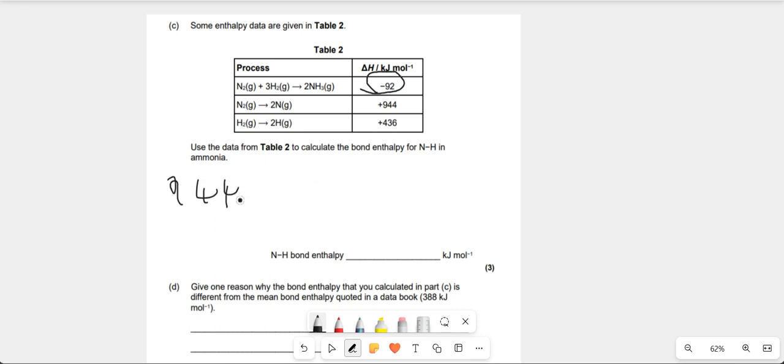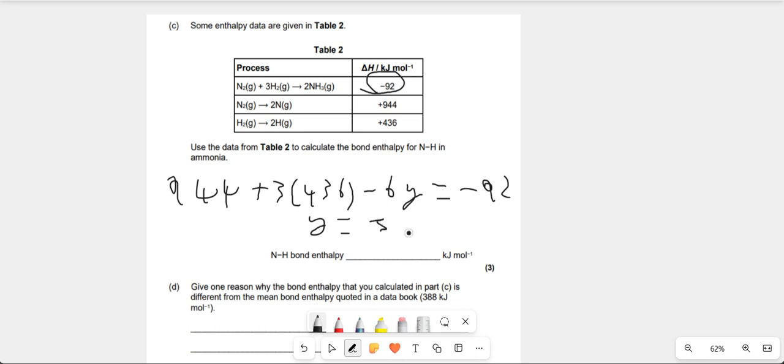944, plus 3 times 436, minus 6 times the NH bond enthalpy. I can just call it Y, is equal to minus 92. And then if you rearrange that, bring 944 to the other side, bring 3 times 436 to the other side, then divide by minus 6, Y is going to be 391. So that's the final answer.